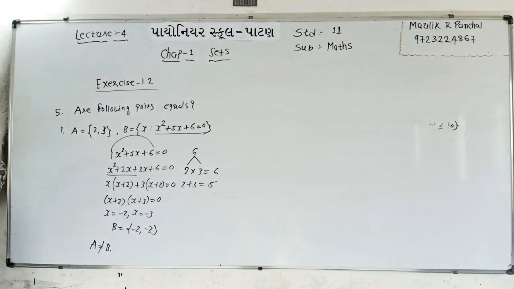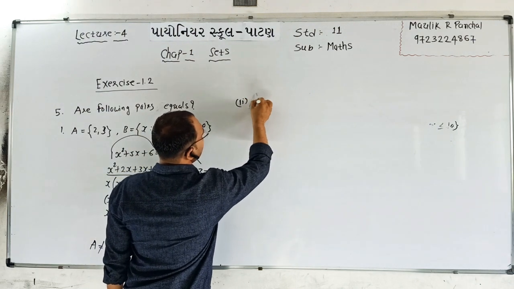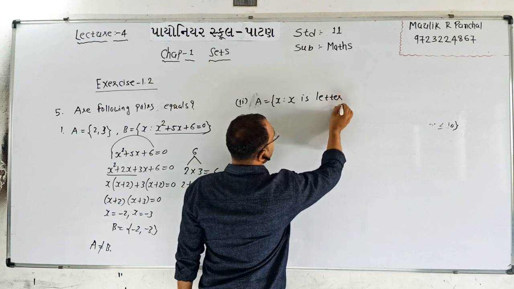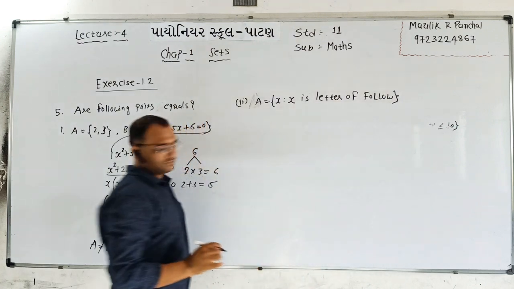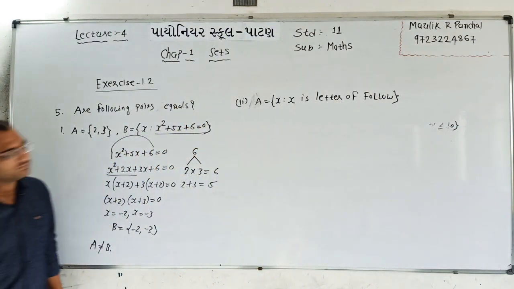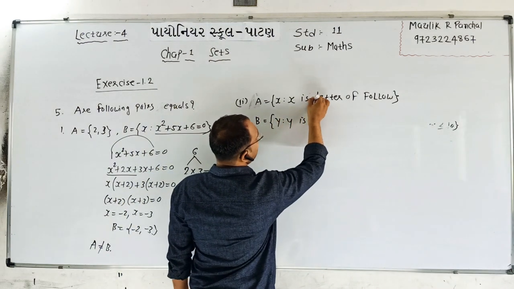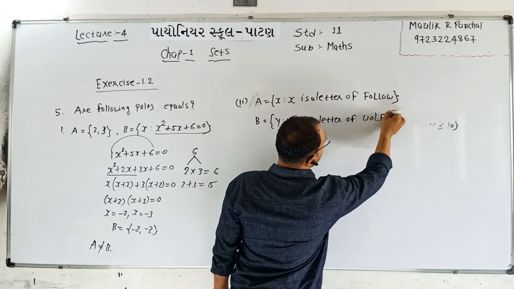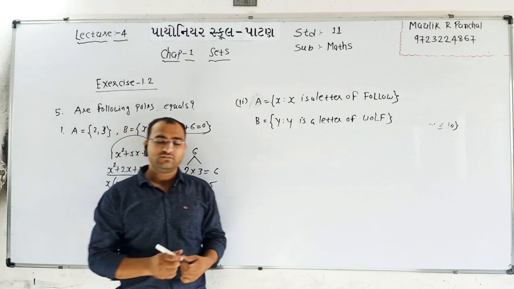Second question, A equal to {...} and B equal to {y such that y is a letter of wolf}. First, find both sets in tabular form.